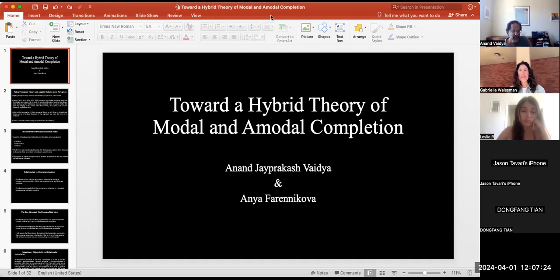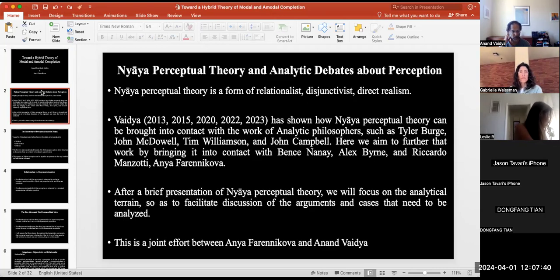Okay. So this paper is called Toward a Hybrid Theory of Modal and Amodal Completion. These are two phenomena that I'll be discussing in this paper and explaining to you. So the background of this paper is that it is an aim to bring together two distinct traditions of thinking about perception. One is the Nyaya tradition in Indian philosophy, and the other one is analytical theories of perception in contemporary analytic philosophy.